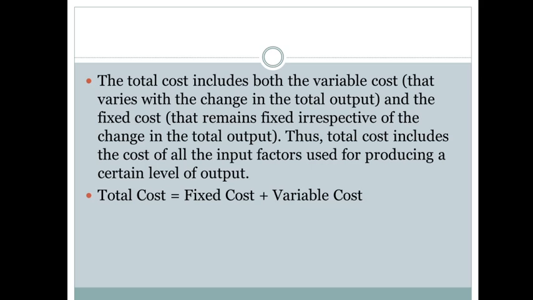Thus, the total cost includes the cost of all the input factors used for producing a certain level of output. The total cost formula is fixed cost plus variable cost. That is, if we add fixed cost and variable cost, we will get the total cost. So this is the meaning of total cost in terms of fixed and variable cost.